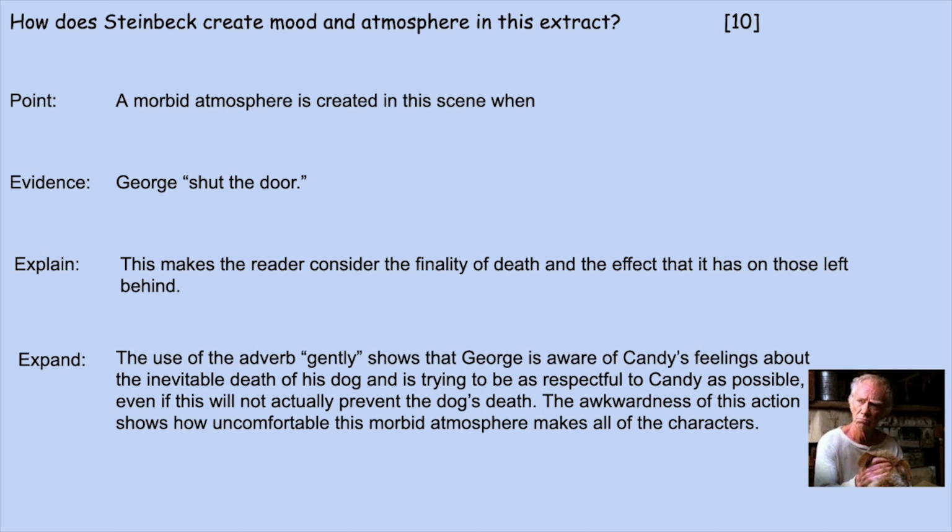So it's just showing that, looking and zooming in on that tiny detail of the fact that George gently puts down the latch on the door, he's thinking about how Candy is feeling, but also he's feeling really awkward. He knows that Candy doesn't want his dog to be shot. Maybe it shows him being a little bit respectful, but it just shows how uncomfortable this sort of morbid atmosphere in the room is and how it affects all of the characters.